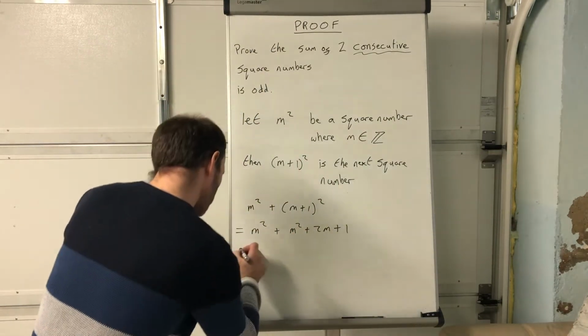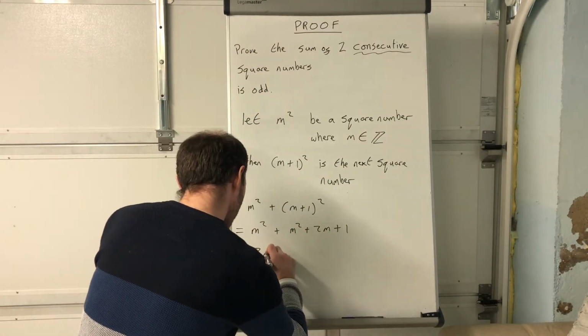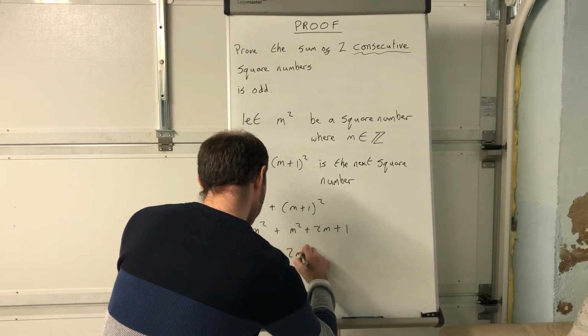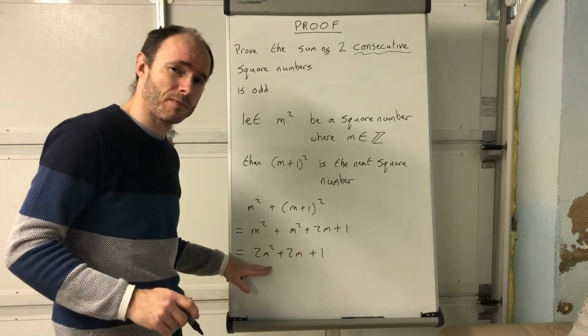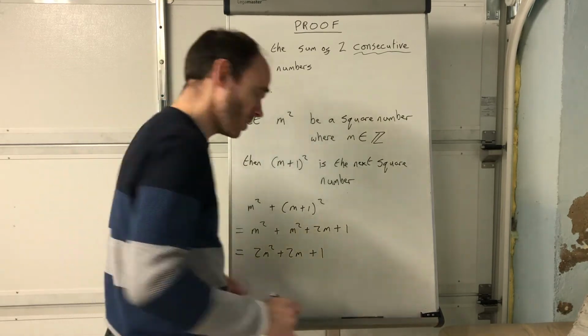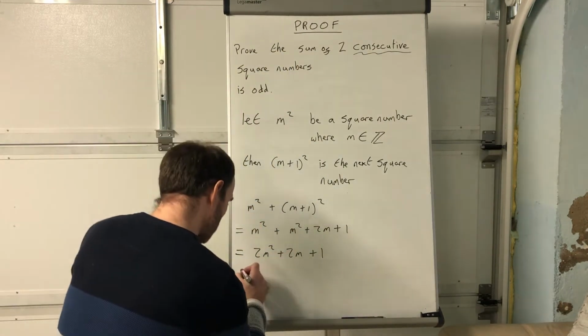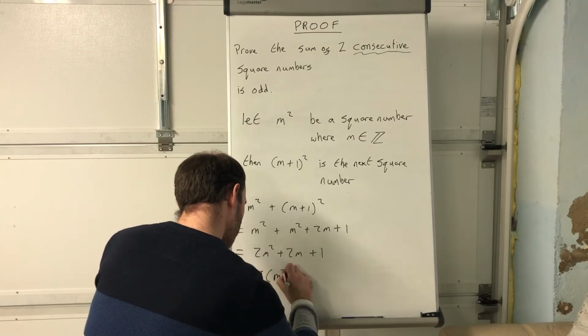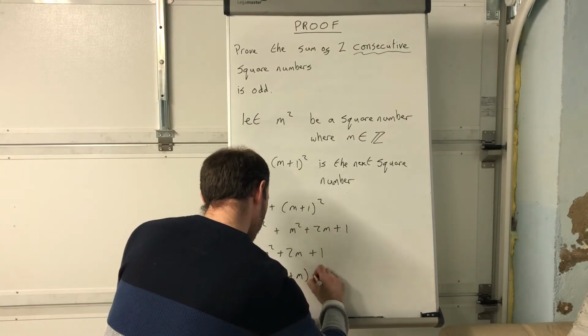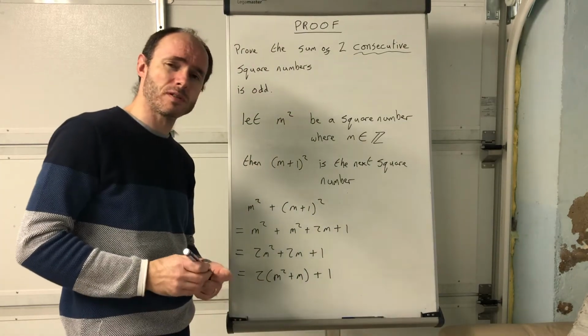Then we'll just simplify that, so it gives us 2m squared plus 2m plus 1. Now, can you see why that shows that this is an odd number? Think about it for a moment. What I'm going to do is make it obvious for you, which is what you should do in your proof as well. I'm going to write it like this, 2 times m squared plus m, plus 1. Now can you see why it's obvious?